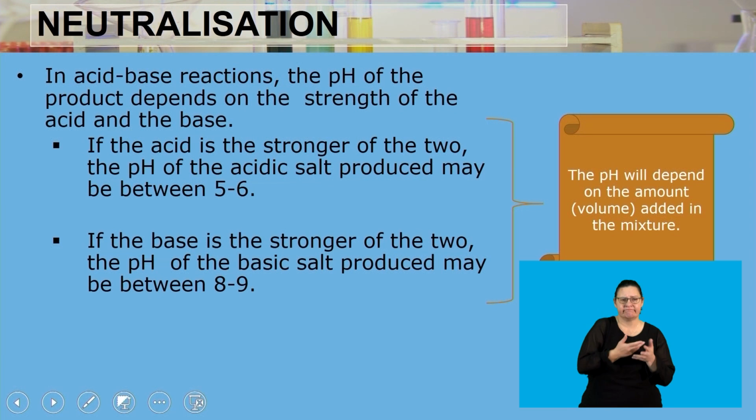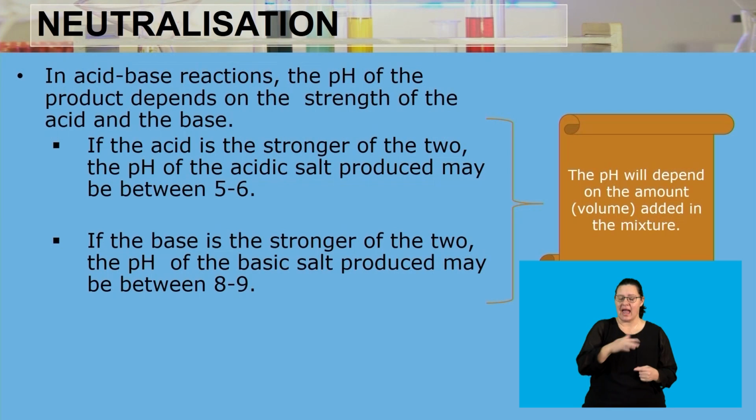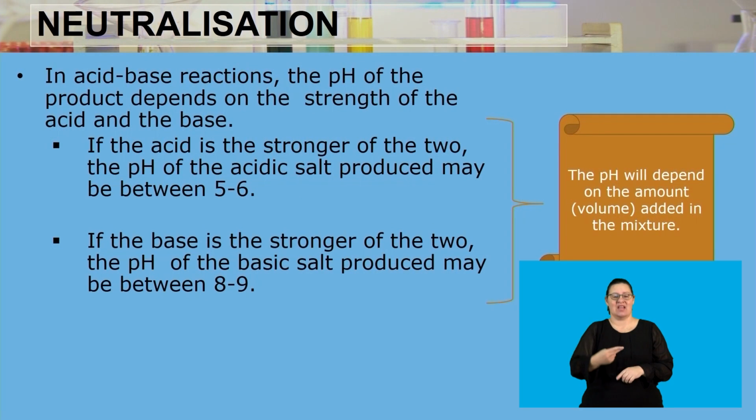when we are talking about acid-base reactions, the pH of the product depends on the strength of the acid and the base. As we have said, the pH is going to be determined by the strength of either the acid or the base that we have added. If we've added a strong acid and a weak base, then obviously the strong acid is going to determine the pH of that particular product that is going to be formed.